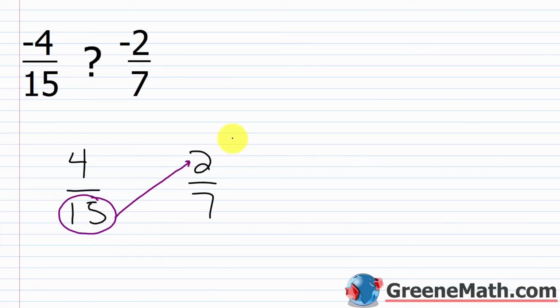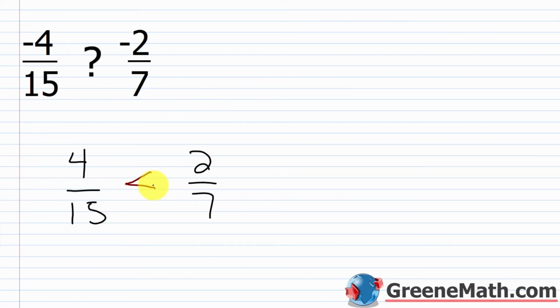So 15 times 2 would give me 30. Then I'd multiply the denominator of this fraction, 7, times the numerator of this fraction, 4. 7 times 4 is 28. Now I know that this is the bigger fraction because 30 is a bigger number. So 2/7 is larger. So let's just go ahead and write that 4/15 is less than 2/7.